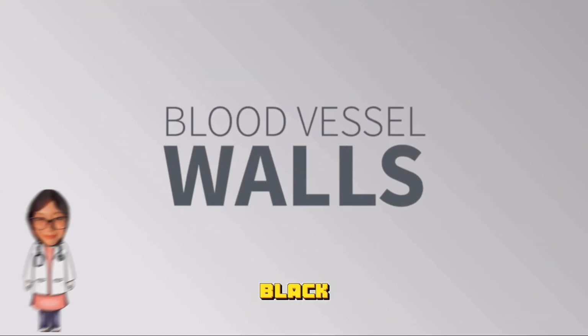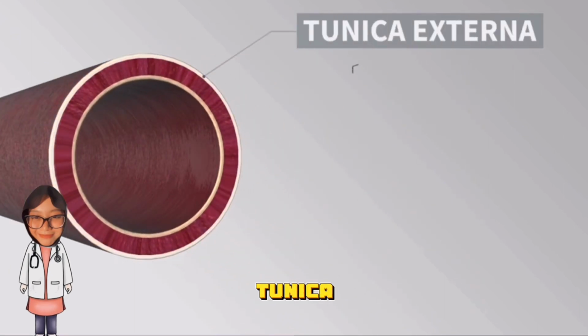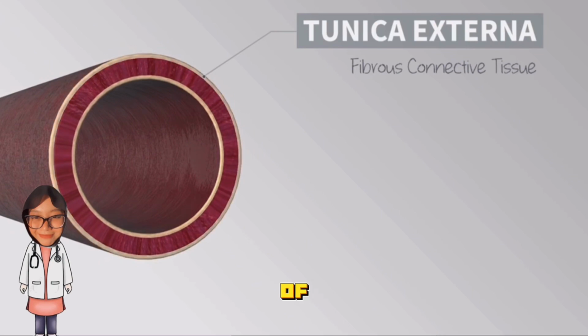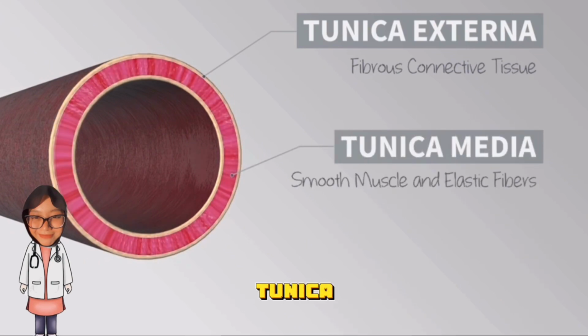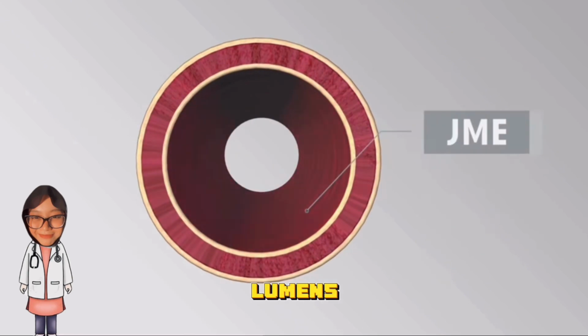The walls of blood vessels have three layers. The outer layer is called the tunica externa and is made of fibrous connective tissue. The middle layer is called the tunica media and is made of smooth muscle and elastic fiber. The inner layer is called the tunica intima and is made of a single layer of cells called endothelial cells. The lumen is the hollow cavity surrounded by the walls of the blood vessels.